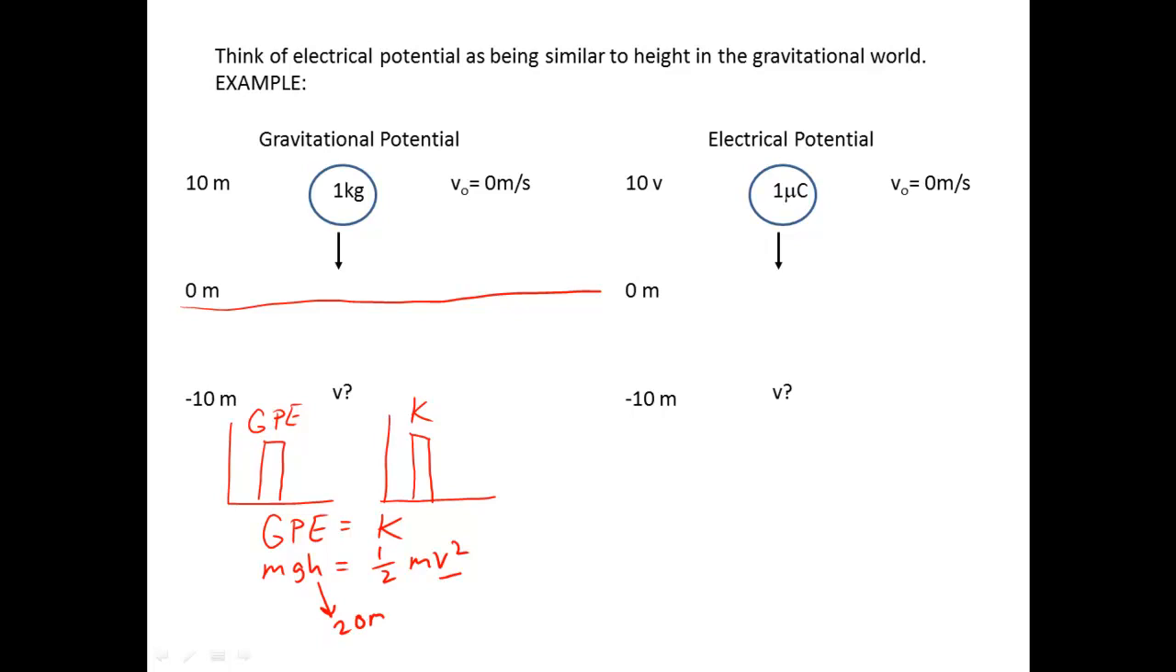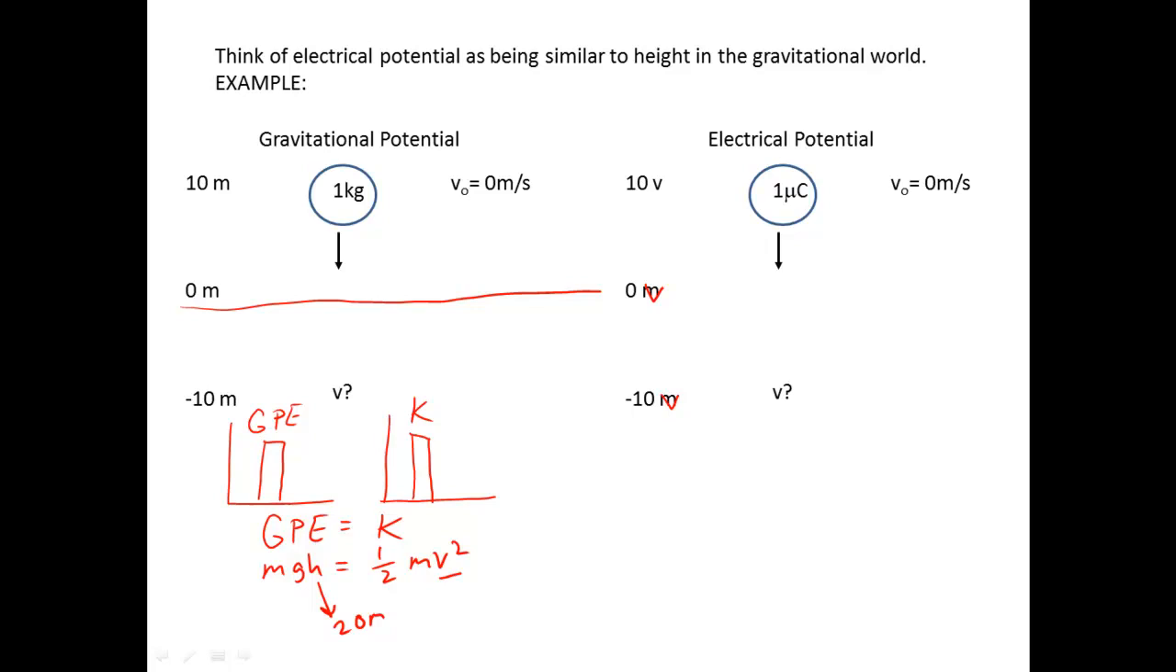Let's look at how we would solve a similar problem in the electrical potential world. Well, first of all, let me fix something here. These m's should be V's. So here's what we're doing. We're taking a 1 microcoulomb object, and we're letting it go from a 10-volt region, and it's going to get to a negative 10-volt region. When we let go of it, its initial velocity is 0 meters per second.